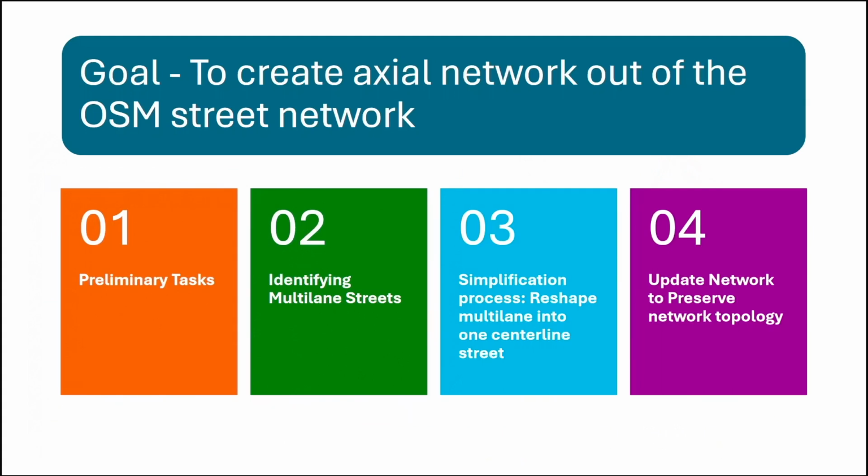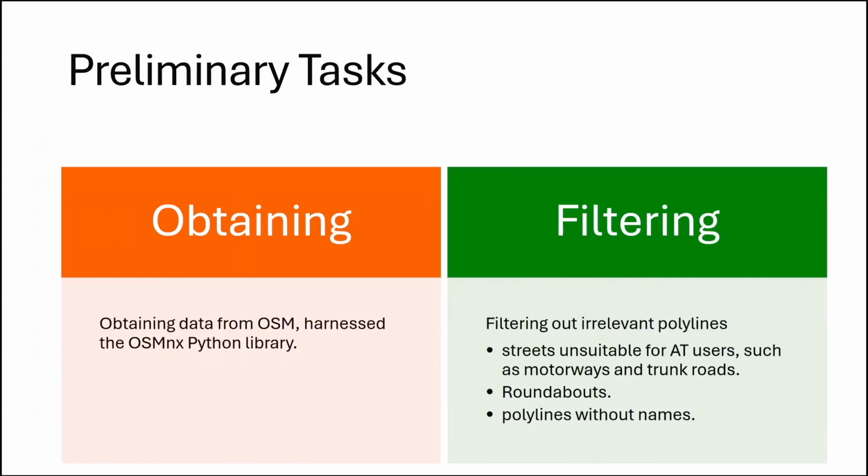There are 4 main components to this algorithm to address this problem. The first is some preliminary tasks, and then we need to identify the multi-lane or parallel polyline streets. When we detect them, we can start with the simplification. And finally, our network has been affected by component number 3, so we need to fix the topology errors that happened because of component number 3. So let's dive into each component.